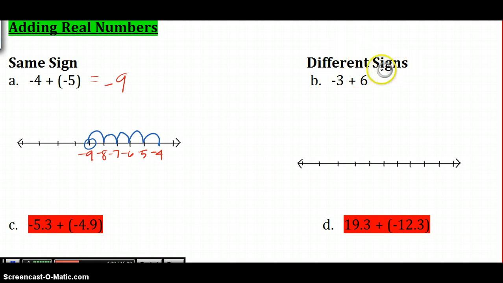If we have different signs, there's a little bit of a different rule. You're going to subtract the little number from the big number. So 6 is bigger than 3, so we do 6 minus 3, which gives us 3. And then take the sign of the bigger number. Well, 6 is our bigger number and it's positive, so our answer is going to be +3.